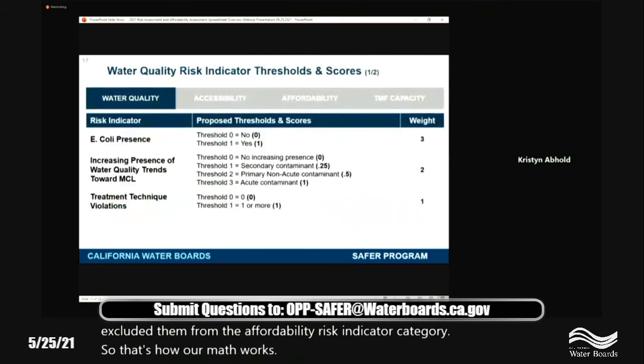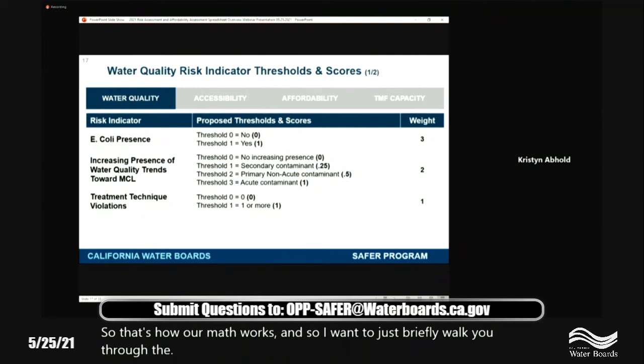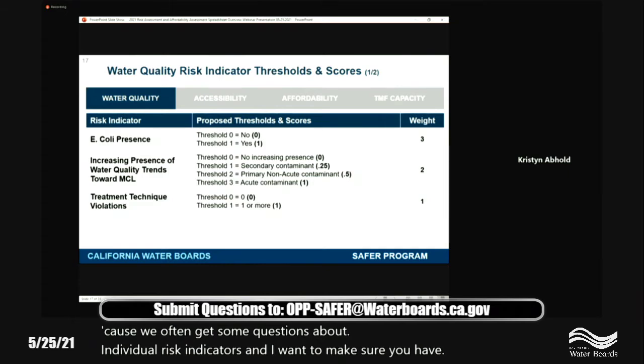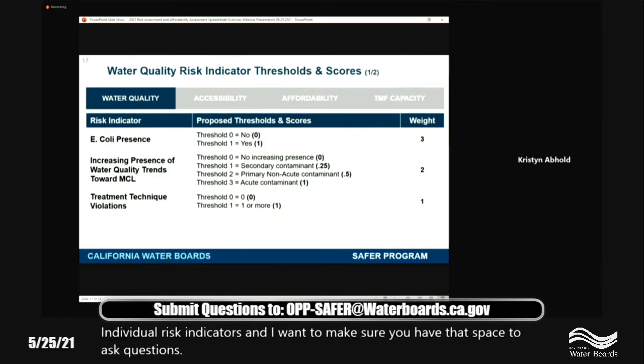I want to just briefly walk you through the different risk indicators that we have at a super high level, because we often get questions about individual risk indicators, and I want to make sure you have that space to ask questions before we dive into the data that we have from water systems for each of these data points.